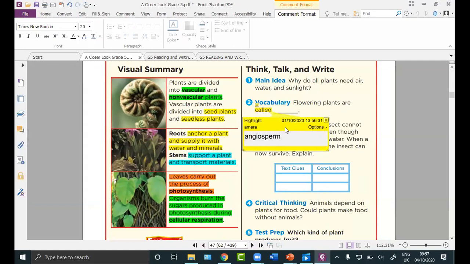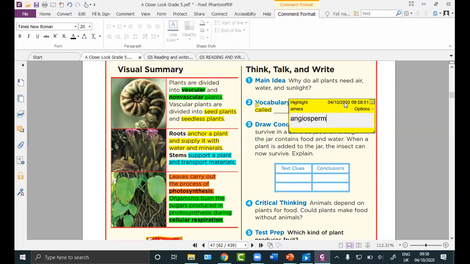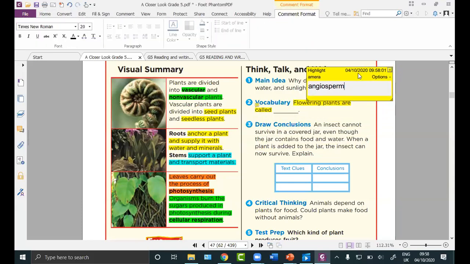Flowering plants are called angiosperm. Question number 3. In your book, question number 1, I think. Try to match it.